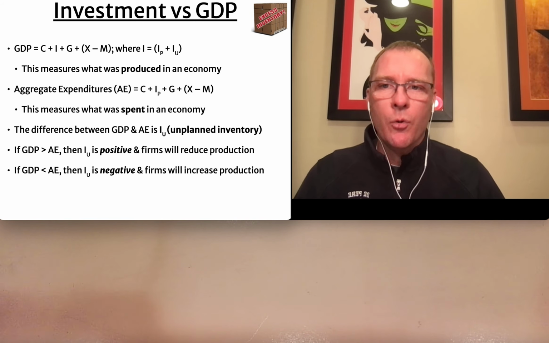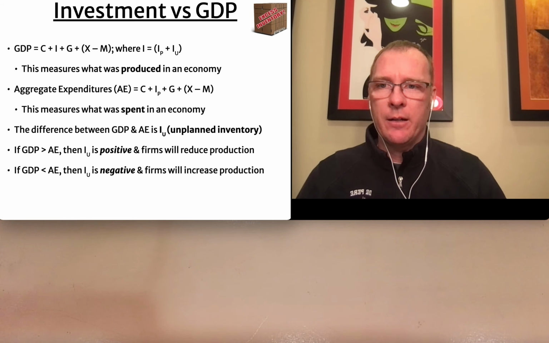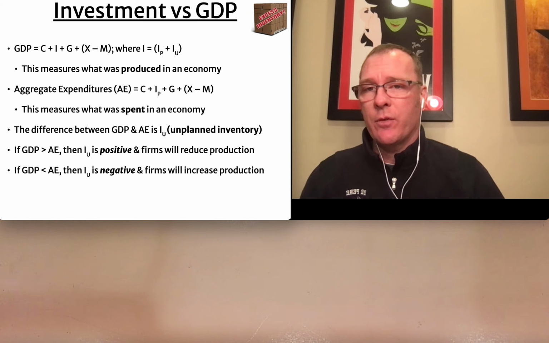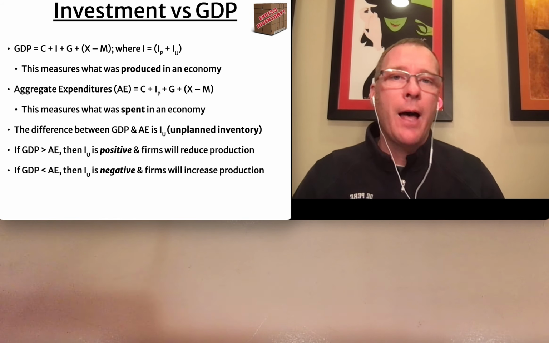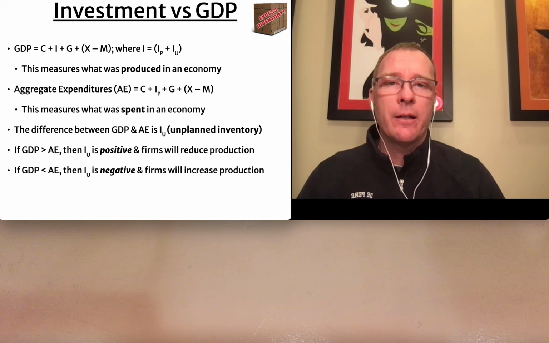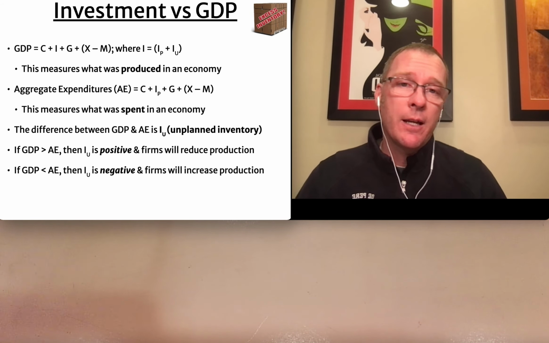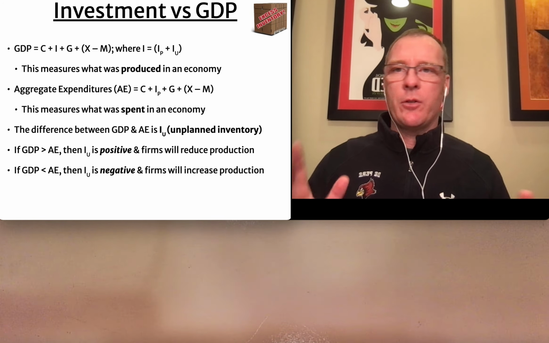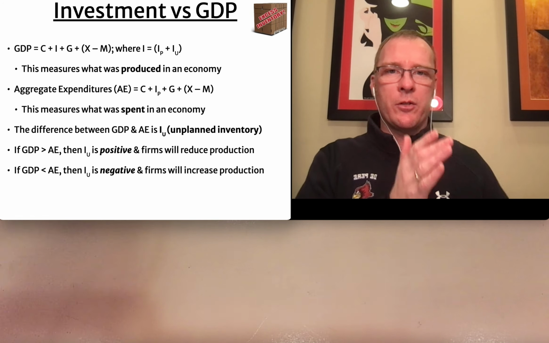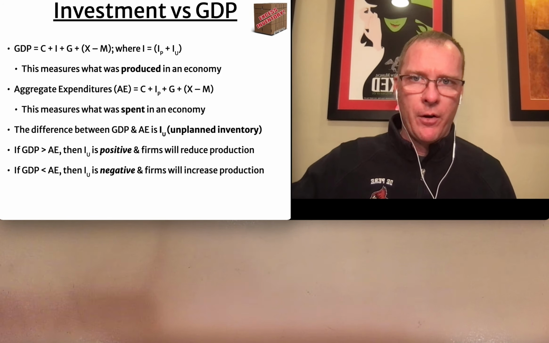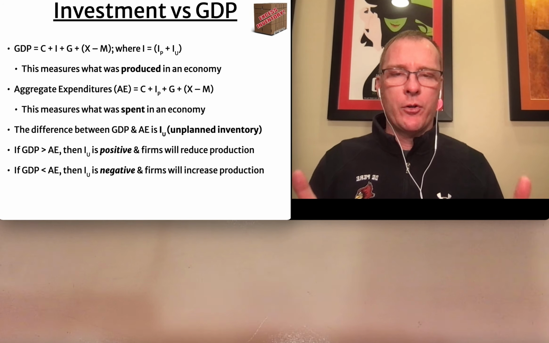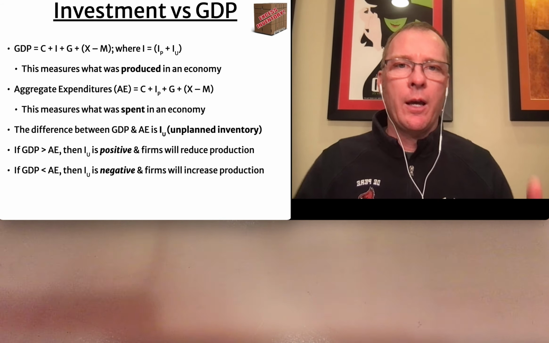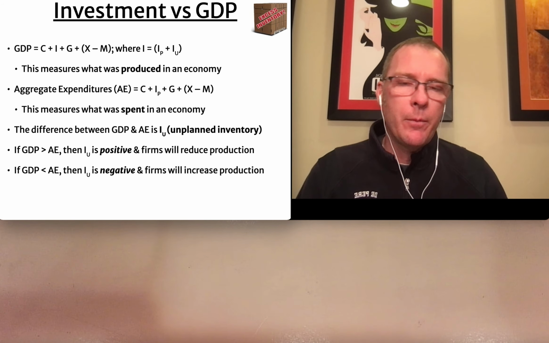So if your GDP is greater than your aggregate expenditure, then your unplanned inventory is positive, so firms are going to have to reduce production. If GDP is less than your aggregate expenditure, then your unplanned inventory is negative and firms need to increase production. So that's how that investment piece works in terms of looking at the parts of GDP. We talked about the consumption function. Here's the investment portion, where businesses are deciding whether to invest or not. How's our inventory looking? How are our interest rates looking? And then they make a decision.